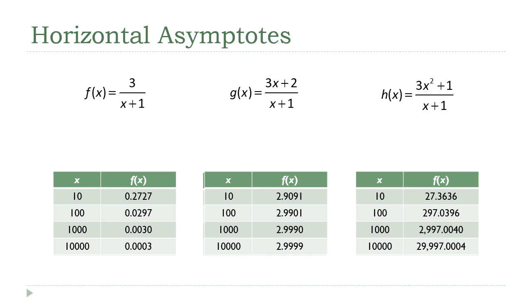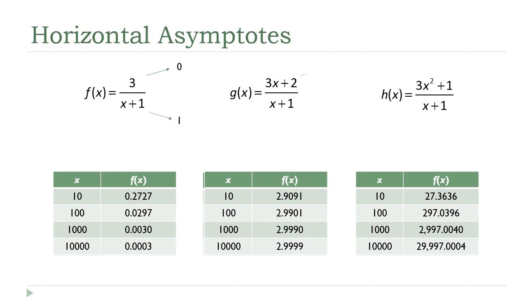Okay, so how can we classify these things? How can we come up with a rule here? Well, the rule is going to be based on the degree of the numerator versus the degree of the denominator. Remember, we're talking about a polynomial with one variable, like everything we've got going on here. The degree is just the biggest exponent. So looking at the f of x function here, the degree of the numerator is 0. There is no x up there. The degree of the denominator is 1.